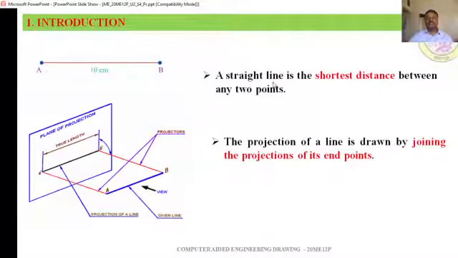A straight line means it is the shortest distance between any two points. You can see here capital A and capital B, 100 mm shown here. So if we connect the shortest distance between the two points, then it will become a straight line. The projection of a line is drawn by joining the projections of its endpoints. You can think of it similar to projection of two points. So you can see this is one point and this is another point. If you project these two ends, then you will get the orthographic views.